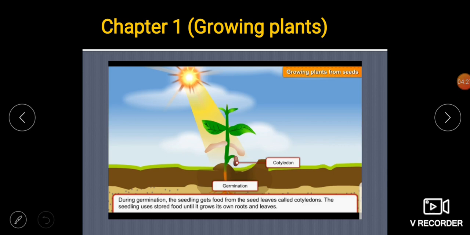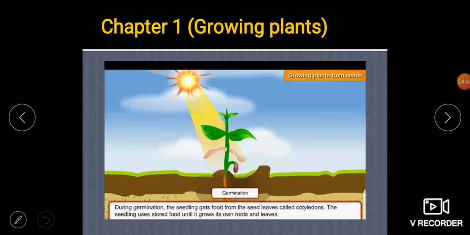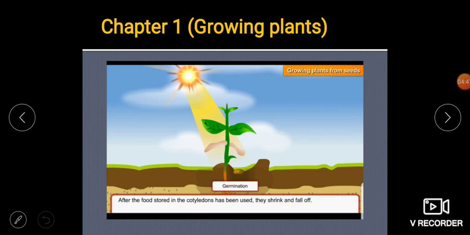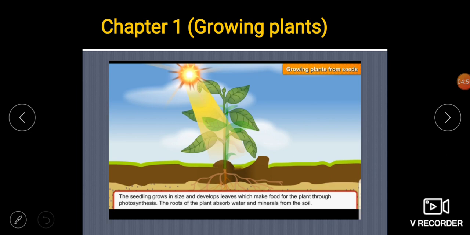During germination, the seedling gets food from the seed leaves called cotyledons, and the seedling uses the stored food until it grows its own roots and leaves. During germination, the seed will start growing, and after the food stored in the cotyledon has been used, they shrink and fall off. The seedling grows in size and develops leaves which make food for the plant through photosynthesis. The roots of the plant absorb water and minerals from the soil.